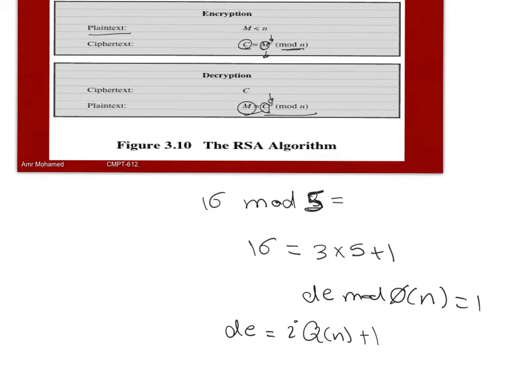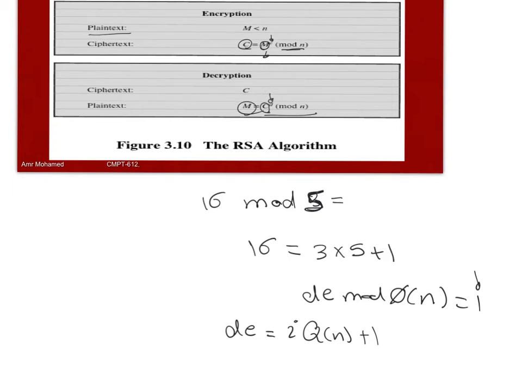You say that's equal to 1. Yes, because 1 here is the remainder, right? Yes. So D times E is any multiple of the totient of n, but at the end there's plus 1. The remainder has to be 1. Right? Yeah, so that's what I did.